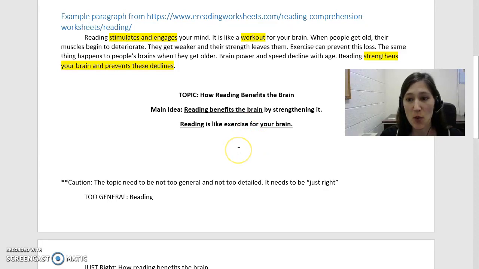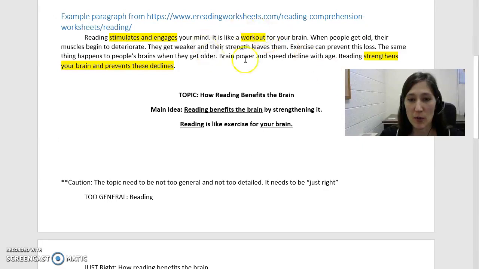So you see, it's really important to first understand the topic and get the general idea of the paragraph, and then go through and look at the details and think, what is the author trying to tell me about that topic? Okay, I hope that this has helped.